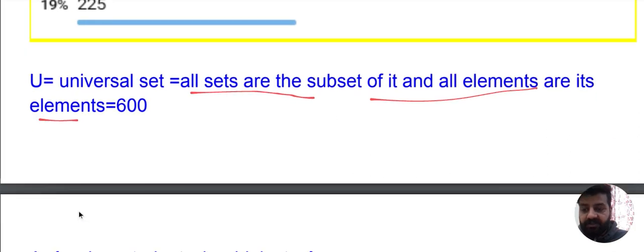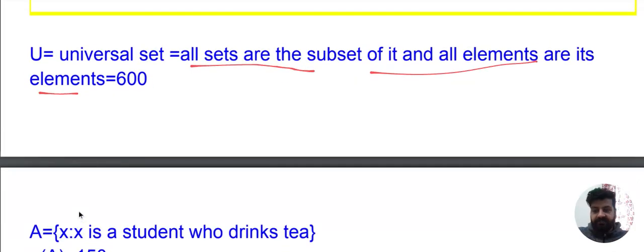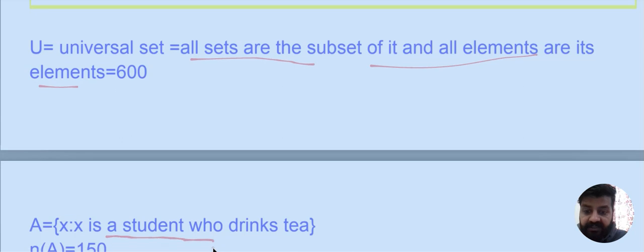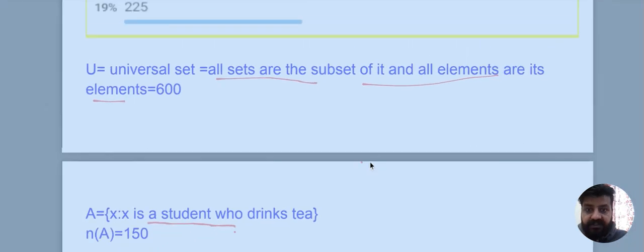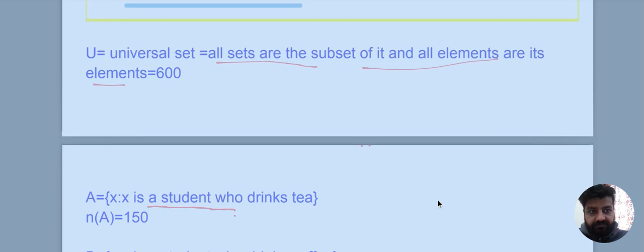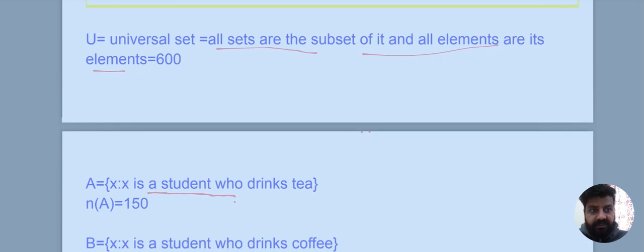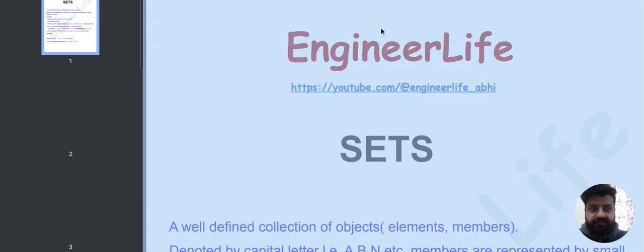Now come to the next point. What is set A? A is the set of all x such that x is a student who drinks tea. My dear, who drinks only tea. So you can see this is a set of students who drink only tea.